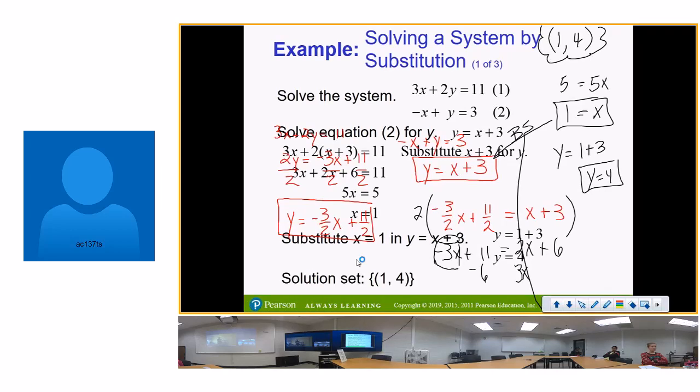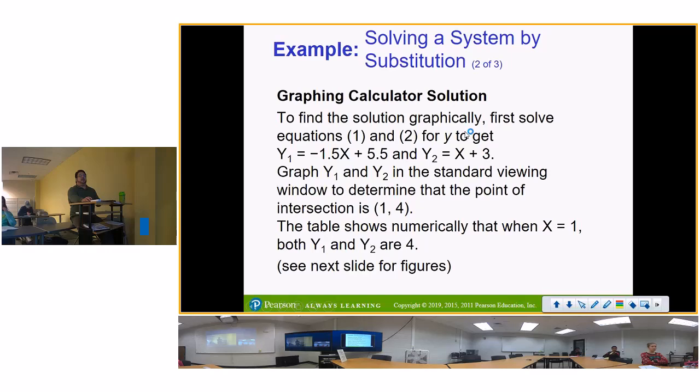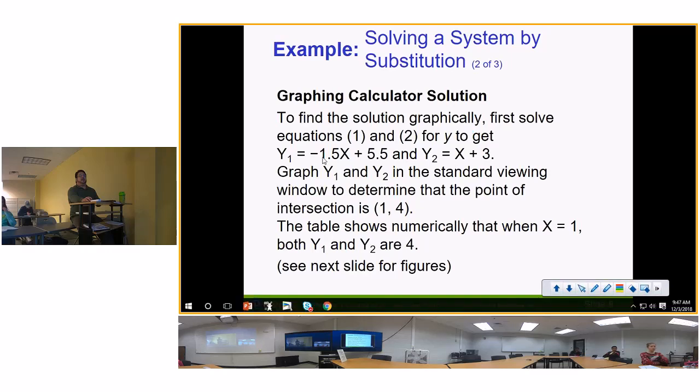Okay? And here's one with the graphing calculator. There's the 2 numbers. So what would you do? You'd put it in the graphing calculator. So, can I pull up the handy dandy calculator from here? Nope.